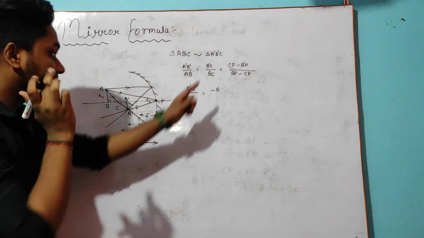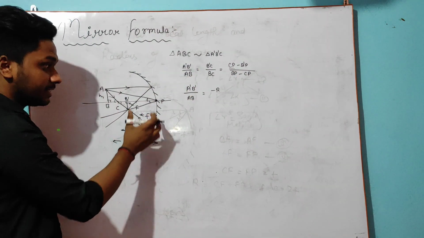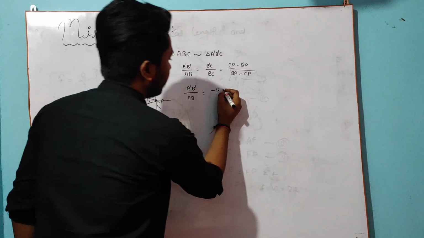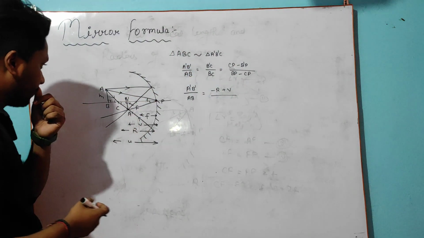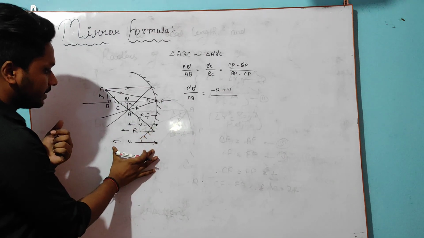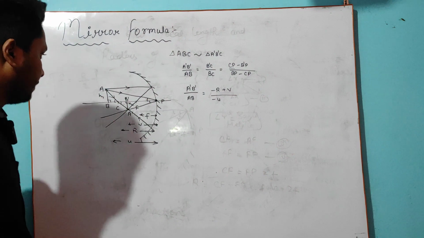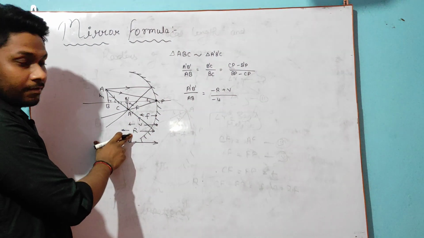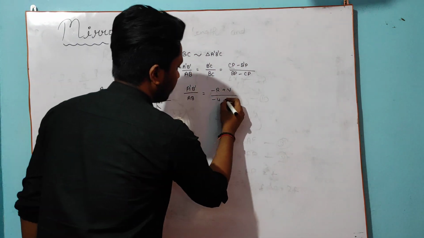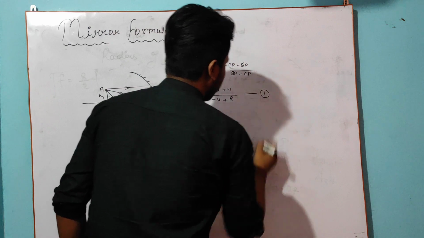Now B dash P is what? This is the image distance. Image distance is taken to be negative, then it will become plus V upon BP. BP is what? This distance, that is the U. It is taken to be minus U, and minus CP. CP is what? Radius of curvature, which is taken to be negative, then it will be plus R. Okay, so this is the first relation.